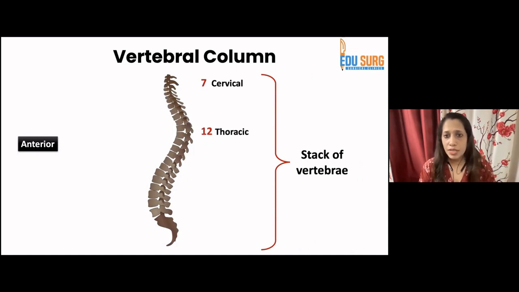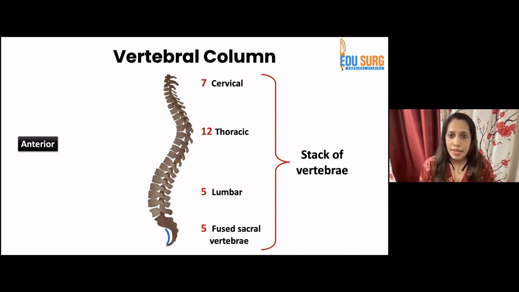Depending on the anatomical location of these vertebrae, they are further divided into cervical, thoracic, lumbar, and sacral vertebrae. So there are 7 cervical, 12 thoracic, 5 lumbar, and 5 fused sacral vertebrae, and at the end you have the coccyx.